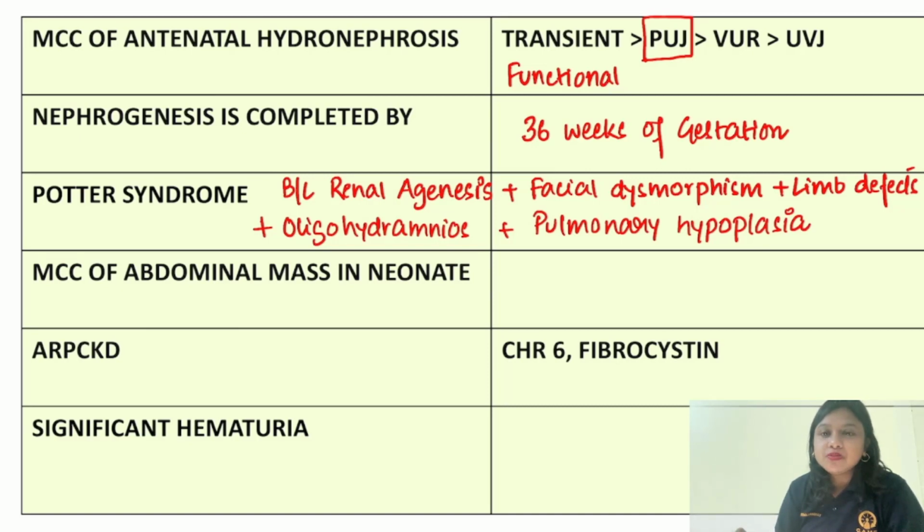Always read the question before you answer in any entrance examination, because what happens is, we know the answer, but whenever we read the questions we get confused and we can mark the wrong answer. So please take your time and read what is being asked in your paper. So most common cause of abdominal mass in a neonate, the answer will be multicystic dysplastic kidney.